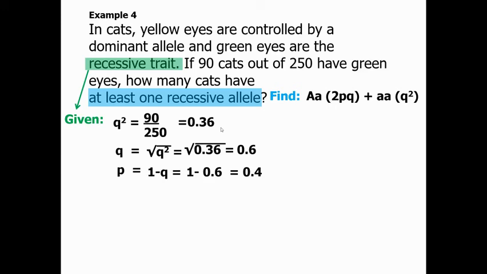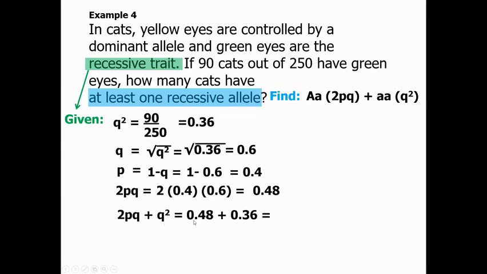Next is 2pq. We're going to multiply 2 times our value of p times our value for q to get 0.48. And now remember, we're looking to add these values together. So 2pq plus our q squared, 0.48 plus 0.36, gives us 0.84.